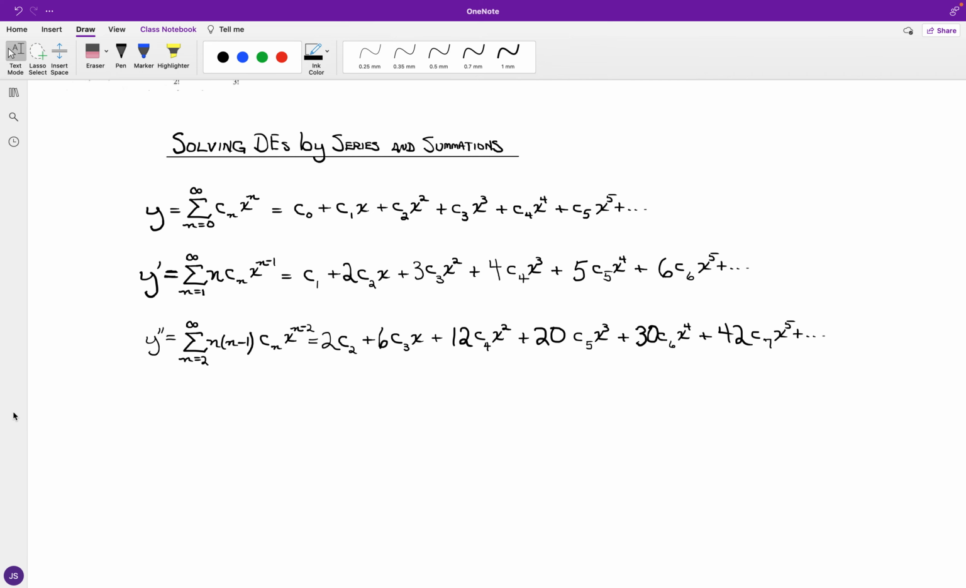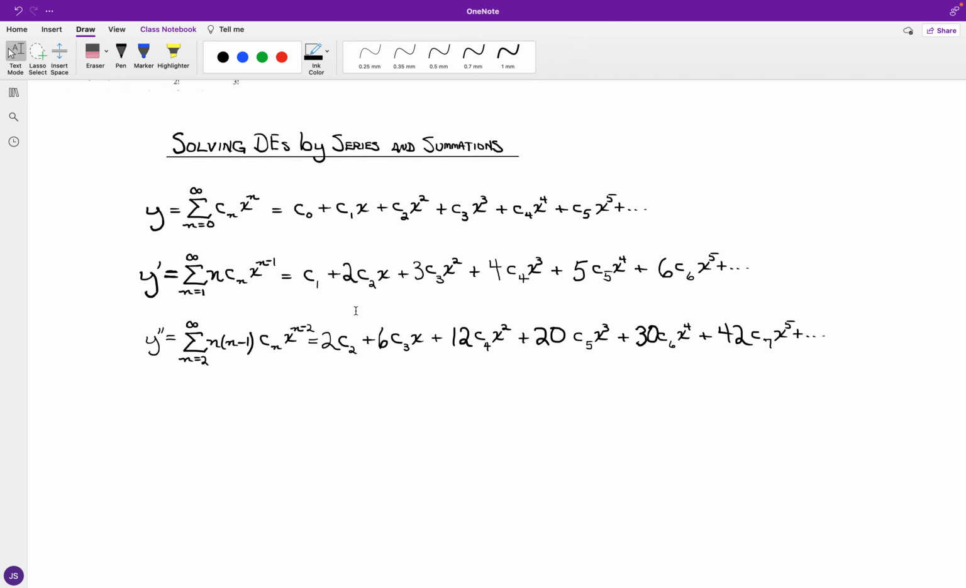Again, for your summations and series, we have the general layout for y: the summation as n goes from 0 to infinity of c sub n times x to the n, and the expanded notation where we have this series of terms. For y prime, we have the first order derivative of the series, so you have the first term c sub 1 plus 2 c sub 2 x, and so on.